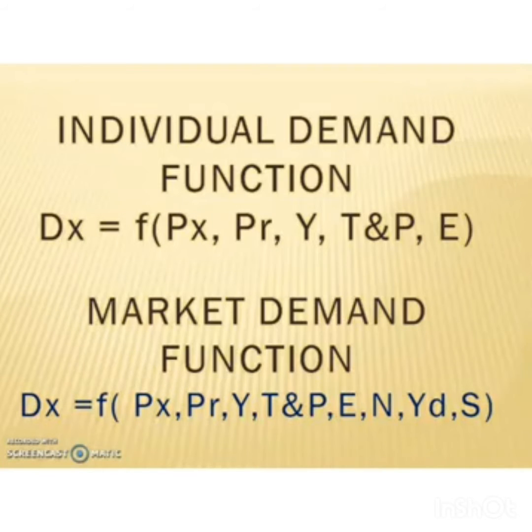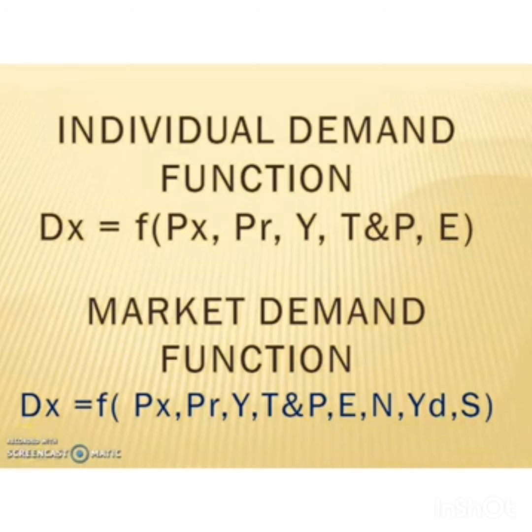Then market demand function can be expressed by Dx = f(Px, Pr, Y, T&P, E, No. of consumers, YDS, S). That is, demand of x is the function of price of x, price of related goods, income of the consumer, taste and preference of the consumer, expectation about future, number of consumers in a market, then income distribution and also season. So this is the indication of individual demand function and market demand function.